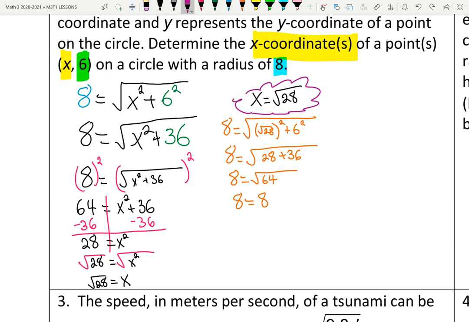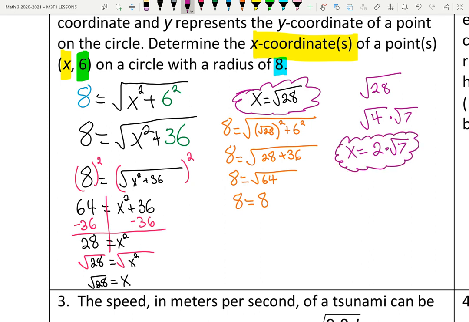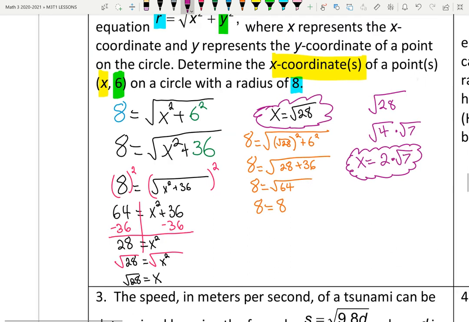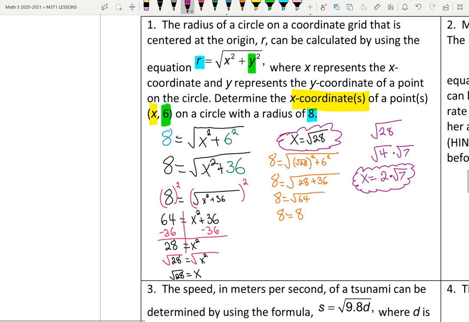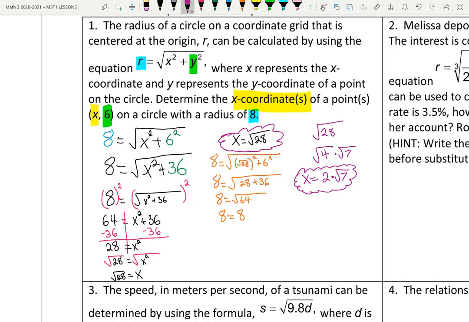You can also simplify this if you want as well. I can represent the square root of 28 as the square root of 4 times the square root of 7. Then it's going to give me 2 times the square root of 7. That works as well. Either answer would be good. So, for these word problems, the idea is that you look at the equation, you substitute the information, and you want to isolate the variable you are looking for.